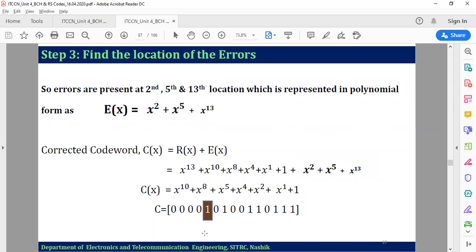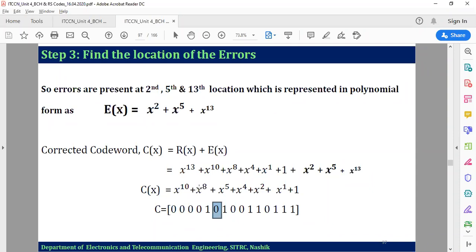So x10 is present, that's why 1 is present. Then 9 is absent, so 0. Then 8 is present, that's why 1 is there. Then 7 and 6 are absent, so 0 is there. Then 5 and 4 are present, that's why 1 1 is there. 3 is absent, so 0. And then the last three terms are present, that is x square plus x plus 1. So there will be 1 1 1.